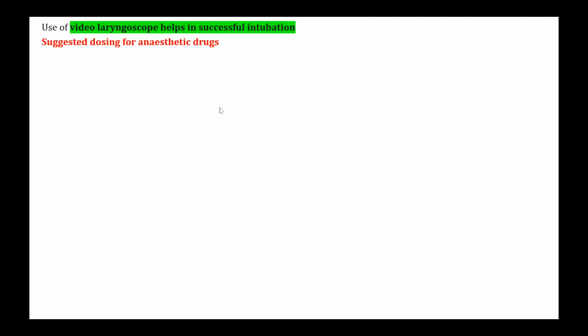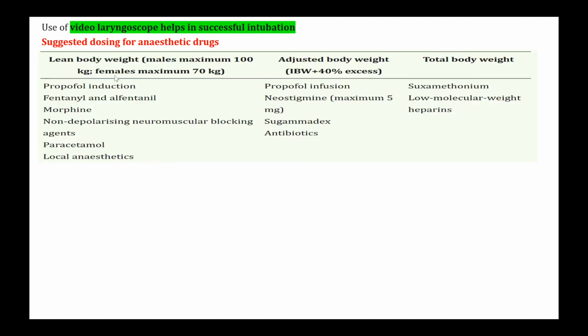And drug dosing is very, very important in obese patients. So the suggested drug dosing is lean body weight based dosing, where you take the maximum weight of a male as 100 kg and for a female 70 kg. So propofol for induction is based on the lean body weight, and fentanyl, alfentanil, morphine, neuromuscular blocking agents, paracetamol, and local anesthetic are all given on lean body weight.